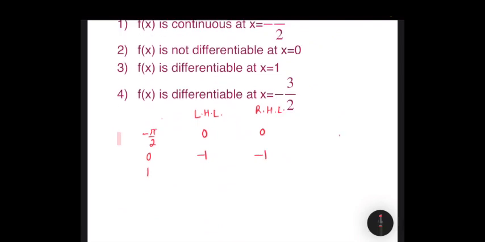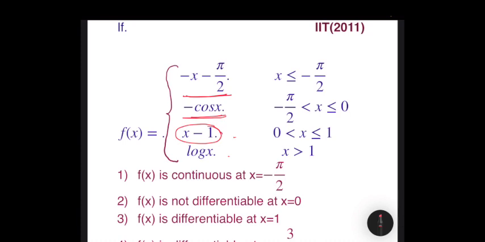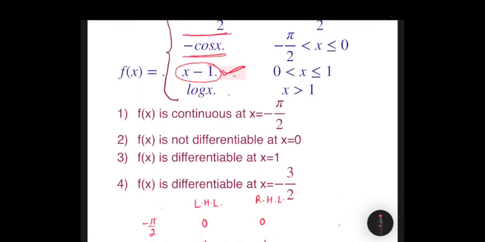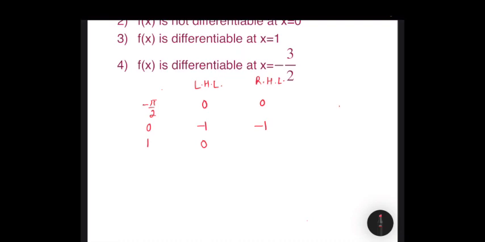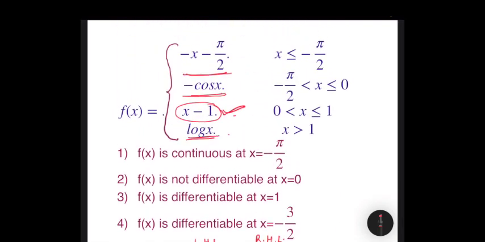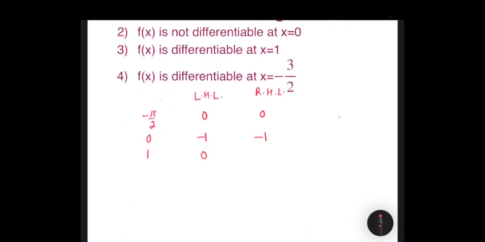When x tends to 1, the LHL function is x minus 1, so the value of the function becomes 0. And in the RHL, take the function log of x, so the value of log 1 is 0. So the function is continuous at x equals minus pi by 2 because LHL equals RHL. When x tends to 0, the function is also continuous because LHL equals RHL. And when x tends to 1, LHL equals RHL, so the function is continuous.